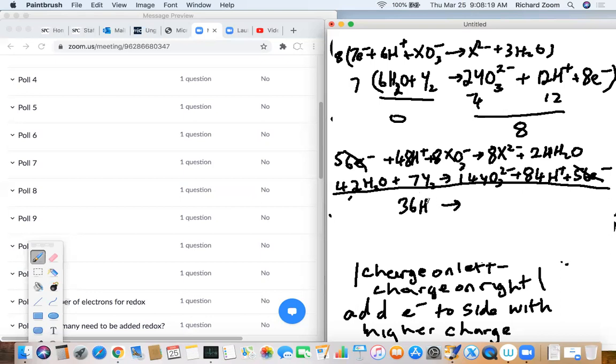Oops, wrong side. 36 on this side. So I subtracted 84 from both sides. Sorry, it's subtracted 48 from both sides. That gives 36. The waters, let's see, we've got 24 and 42. And the difference there is 18.